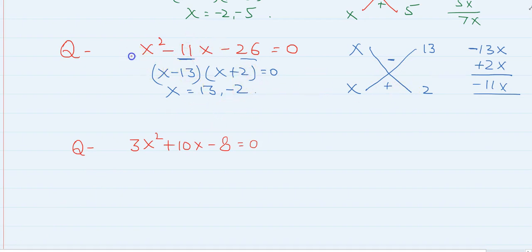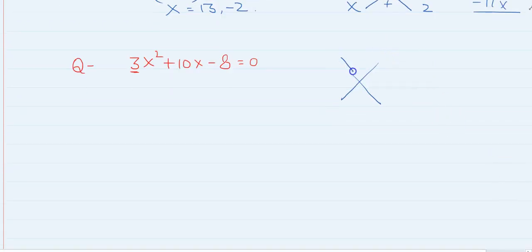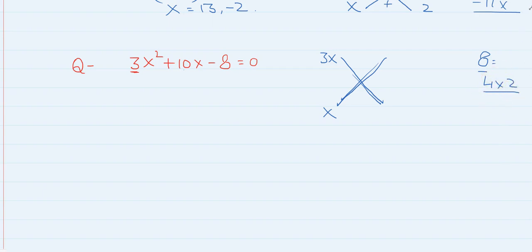So far we have solved all those questions where a was 1. The coefficient of x squared was 1, but let's try to solve this quadratic equation where a is equal to 3. Now let's use the same method. Let's try if it is going to work. Now we write 3x here and x here. 3x multiplied by x is 3x squared. Now we have 8 and we have 10 here. So the factors of 8, we have 1 multiplied by 8 also.